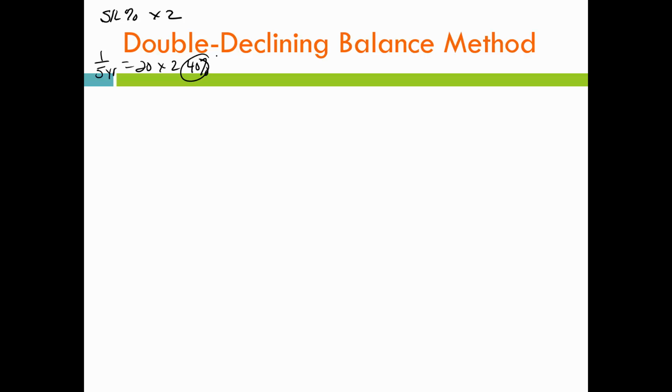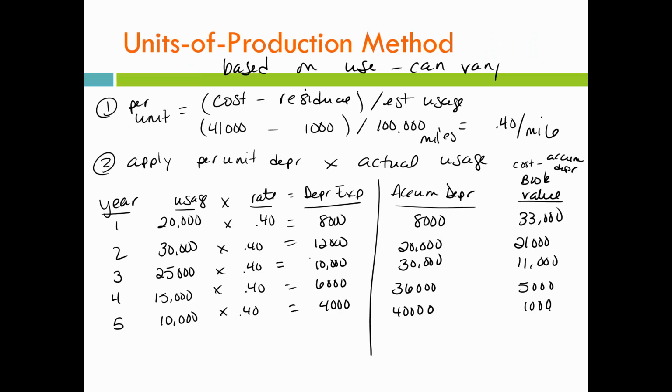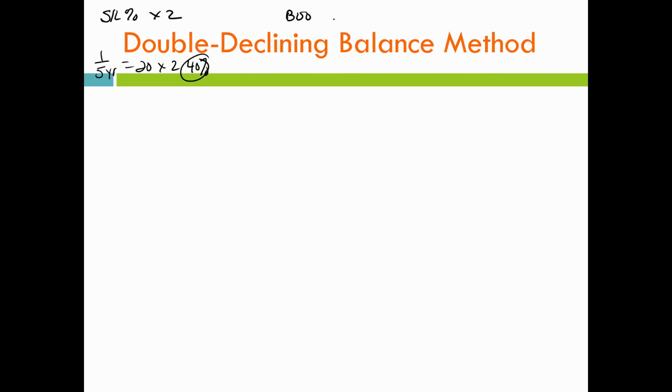Okay? So if it was 1 over 10 years, that would be 10%. You double it to get 20%. So double the straight line rate of a declining balance. So the declining balance is the book value. Remember how we said here, the book value keeps going down? That's that declining balance. So you will always take double the straight line rate and take that percent times the remaining book value to get the depreciation expense.